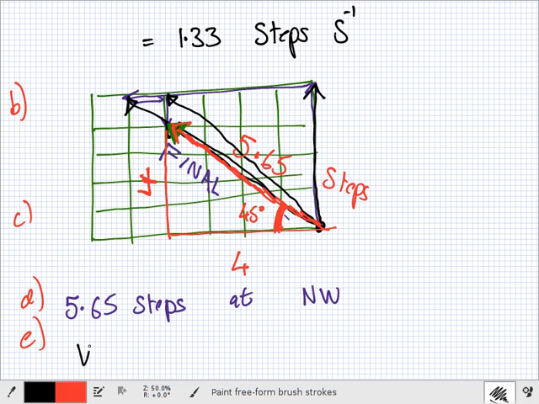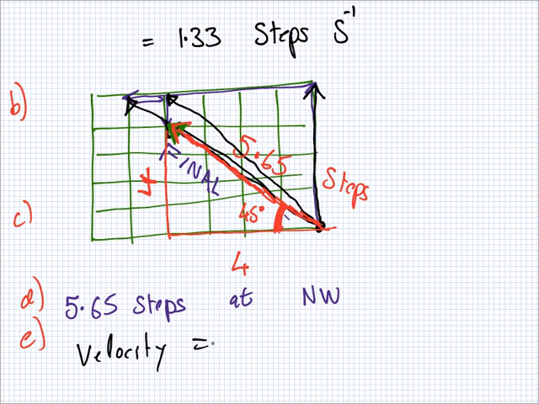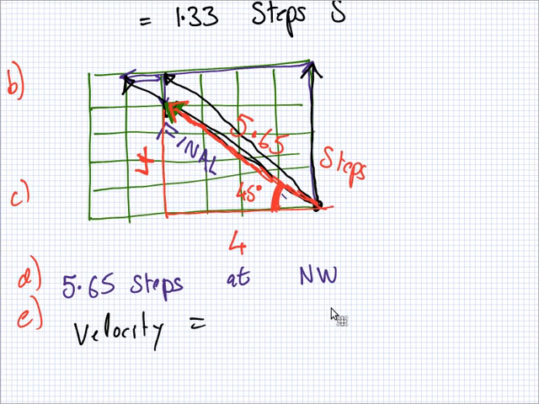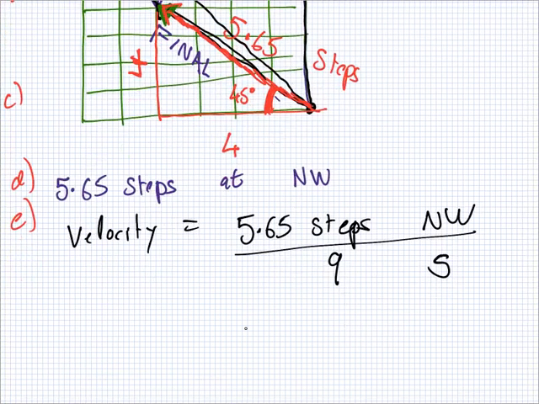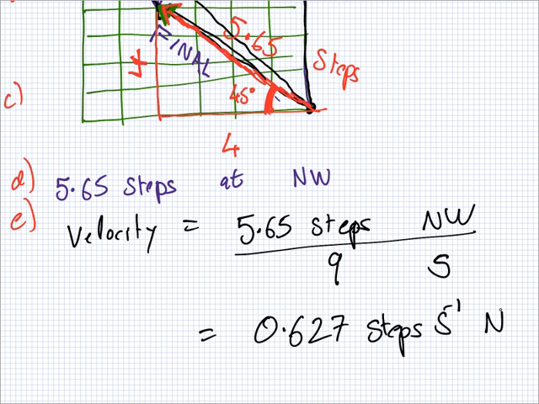So velocity is displacement over time. Yes, you have the formula? Displacement over time. So what is the displacement? The displacement is 5.65 steps northwest over time. And what's the time? 9 seconds. What's 5.65 divided by 9, please? 0.63. No, 0.627. Oh, 0.627 steps per second northwest.